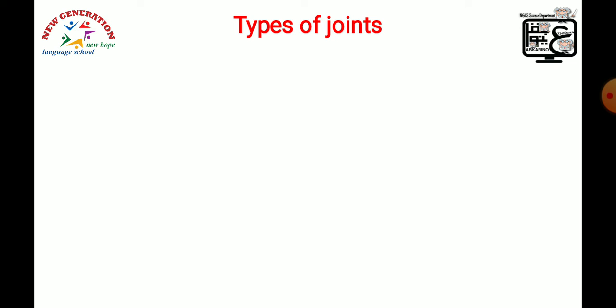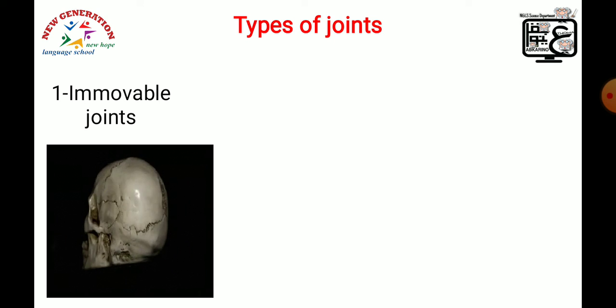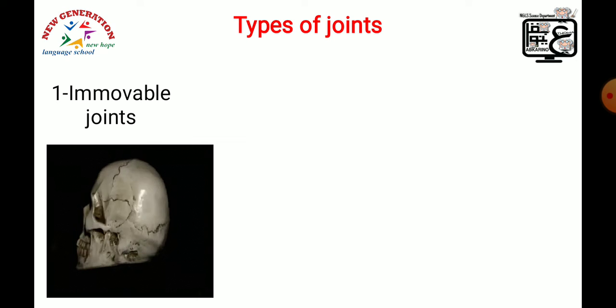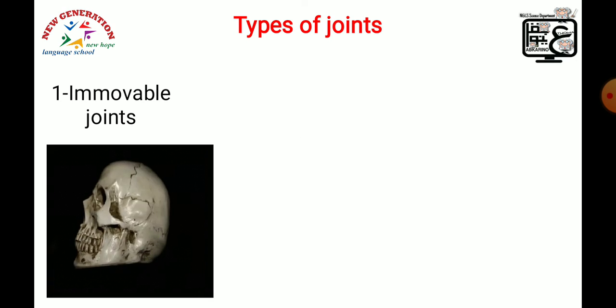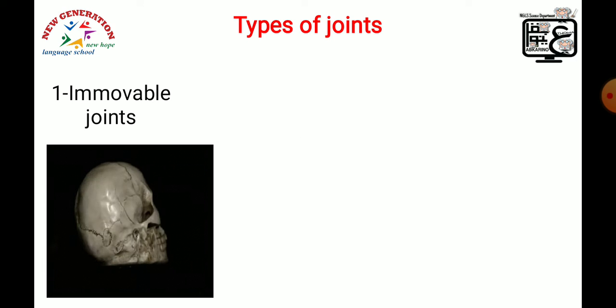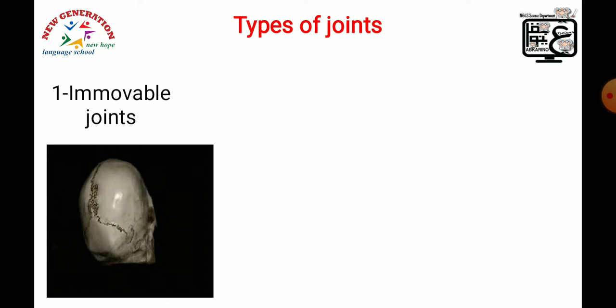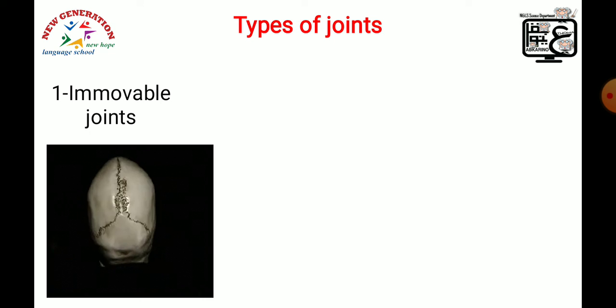And we have 3 types of joints. Number 1, immovable joints, like the skull. Do you know that, my friends, immovable joints do not allow any movement. As you see in this picture, the joints between the bones of the skull can't move. So they don't allow any movement. Example, the joints between the bones of the skull.